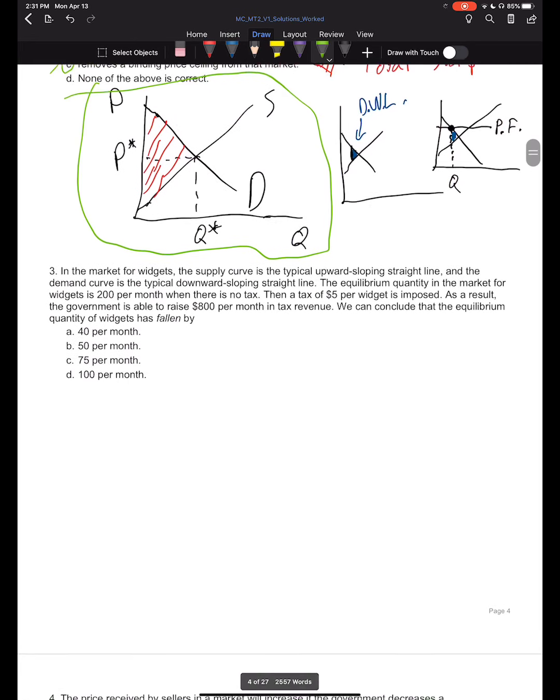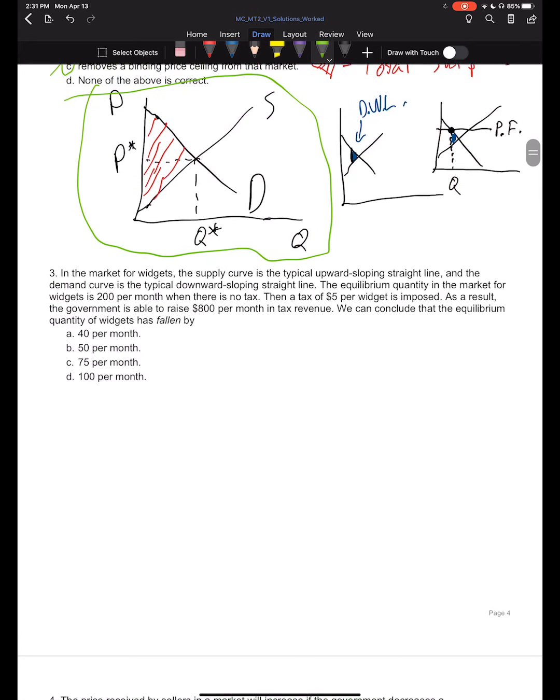Question 3. In the market for widgets, the supply curve is the typical upward sloping straight line, and the demand curve is the typical downward sloping straight line. The equilibrium quantity in the market for widgets is 200 per month when there is no tax. Then a tax of $5 per widget is imposed. As a result, the government is able to raise $800 per month in tax revenue. We can conclude that the equilibrium quantity of widgets has fallen by.